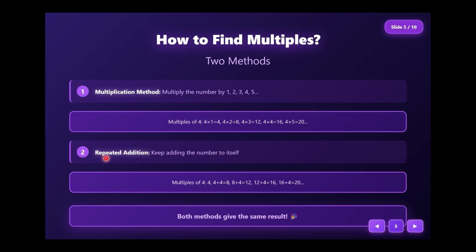But here is the cool part. You can also use repeated addition. And this is our second method to find the multiples. Start with 4, then keep adding 4 to the answer. So start with 4. 4 plus 4 is 8. 8 plus 4 is 12. 12 plus 4 is 16. And 16 plus 4 is 20. Both methods give you the same answer. Use whichever one feels easier to you.